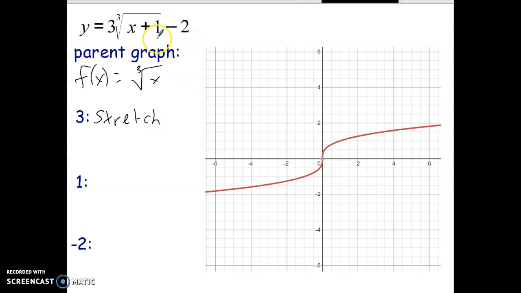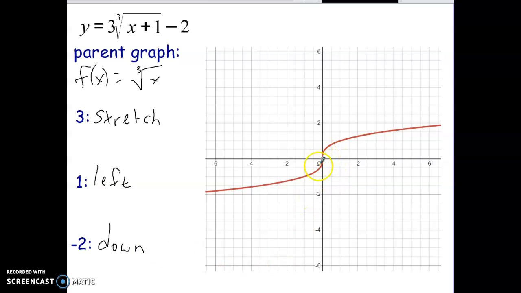My plus 1, okay, well, that's going to be a translation, and it's inside the function, so that means it's going to be a horizontal translation, which goes the opposite of what I think. So that's going to be left. And then the negative 2 out here, that's outside of the function. That's a vertical translation. So that's going to move me down, exactly what I would anticipate.